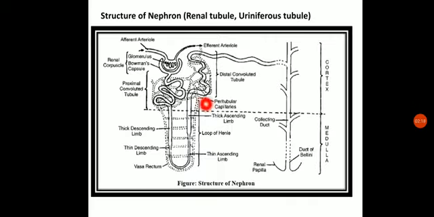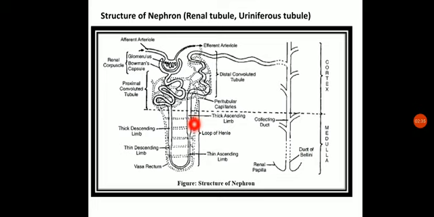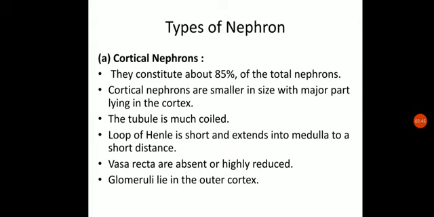Here you can see, this is the part which is called the tubule. This is basically much coiled in the case of cortical nephrons. The loop of Henle is short and extends into the medulla only a short distance. So here this is the loop of Henle. The tubules are very much coiled in cortical nephrons, while the loop of Henle is shorter. So the cortical nephrons altogether are small in size, the tubule is coiled and the loop of Henle is shorter.